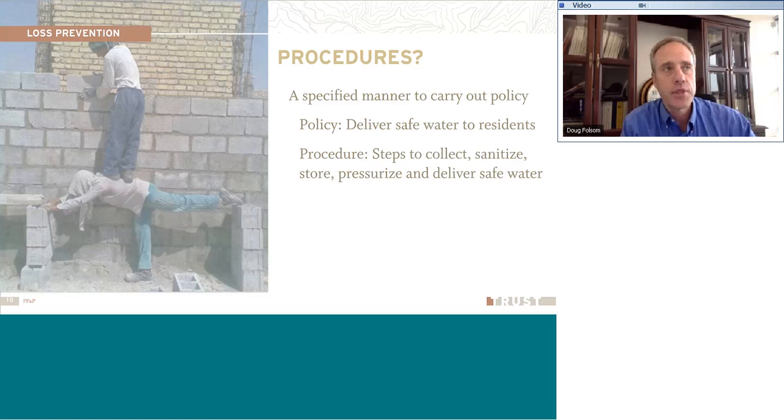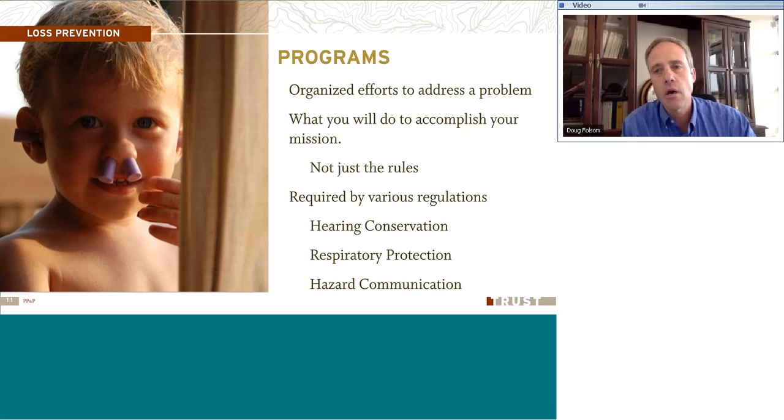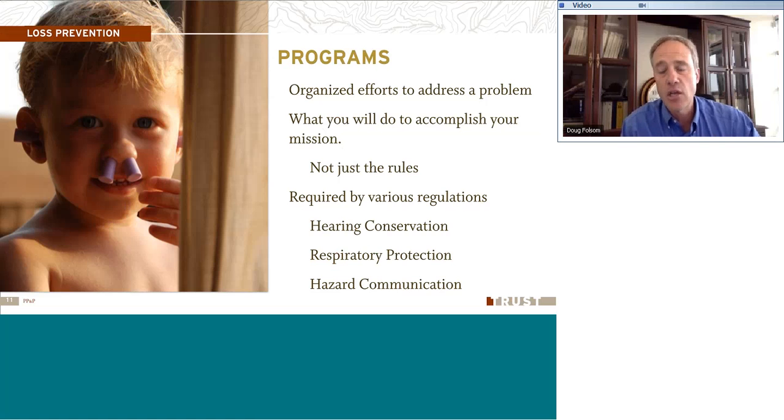Programs are similar. A program is a specific program that we write to help us make sure that we are dealing with a problem that may exist and how we're going to do that. So it's an organized effort to address that problem. What are we going to do to accomplish our mission? And it's not just rules, but it could be something that is required because of rules. For example, we may have some safety regulations that we have to comply with. And to comply with a certain safety regulation, we may need to have a certain program, such as a hearing conservation program, or a respiratory protection program, or a hazard communication program.